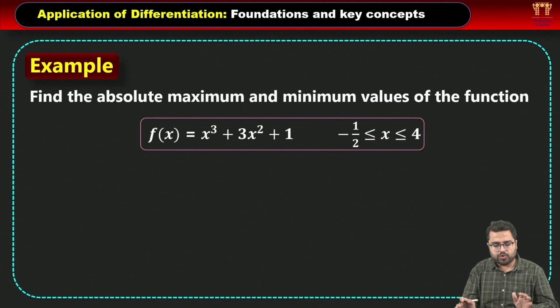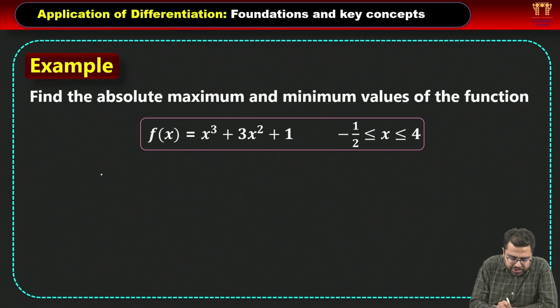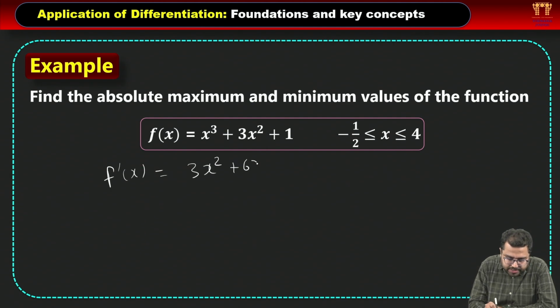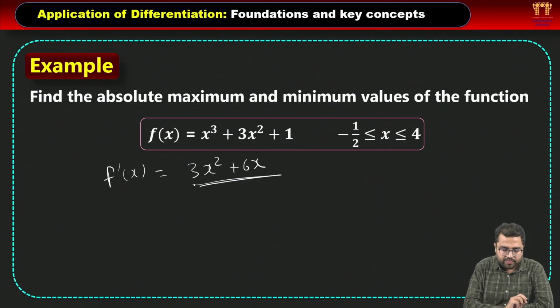So how to find the absolute maximum and minimum values with the closed interval method? First I will differentiate this function. So what is f'(x)? f'(x) is 3x² + 6x. Now you see that this function is differentiable everywhere. At no point is it not differentiable, so we cannot find a critical number by that. So how can you find the critical number? Equate it to 0. See where it is 0.